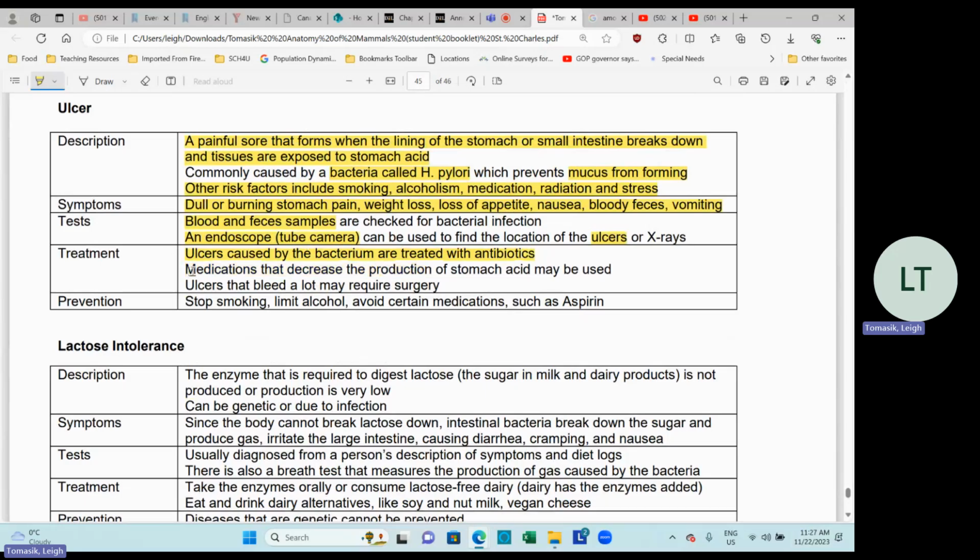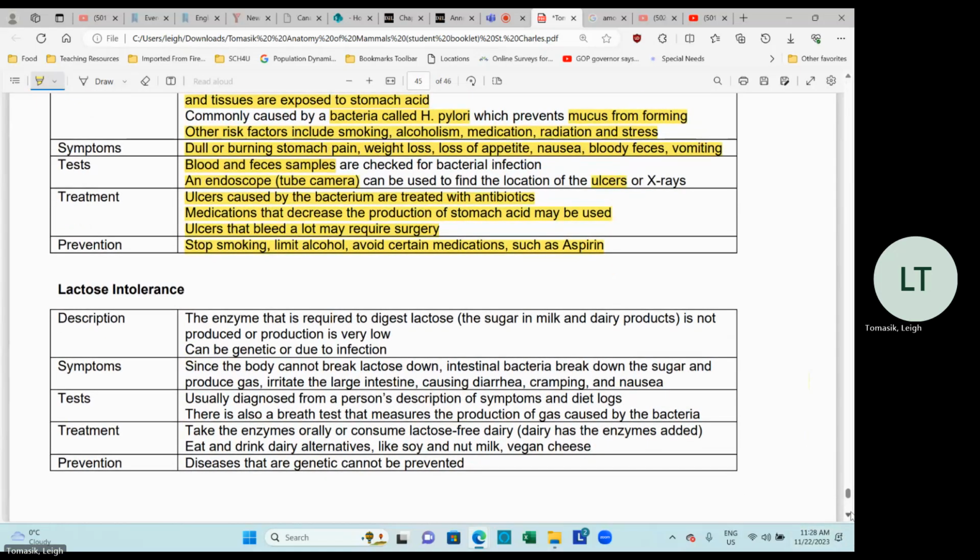So you might take an antibiotic to kill the H. pylori bacteria. Medications that decrease the production of stomach acid may be used, right? So that your stomach acid isn't eating through your stomach. And ulcers that bleed a lot may require surgery. To prevent ulcers, don't smoke, limit alcohol, avoid the medications that cause ulcers, such as aspirin. So, a lot of painkillers are very rough on your stomach and they prevent the mucus lining from forming. So, people who take aspirin a lot sometimes develop ulcers.